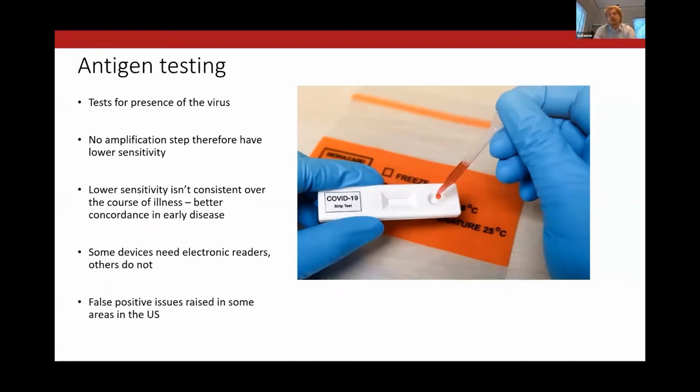But there's no amplification step like we see with the molecular tests. So as a result, you are dependent on having a high viral load at the time of the test being done for us to be able to detect it. What does that mean in real life? Well, that means that if you're symptomatic or you're early on in your disease process and your viral load is at its peak, the tests actually work really, really well. They're comparable to PCR tests.